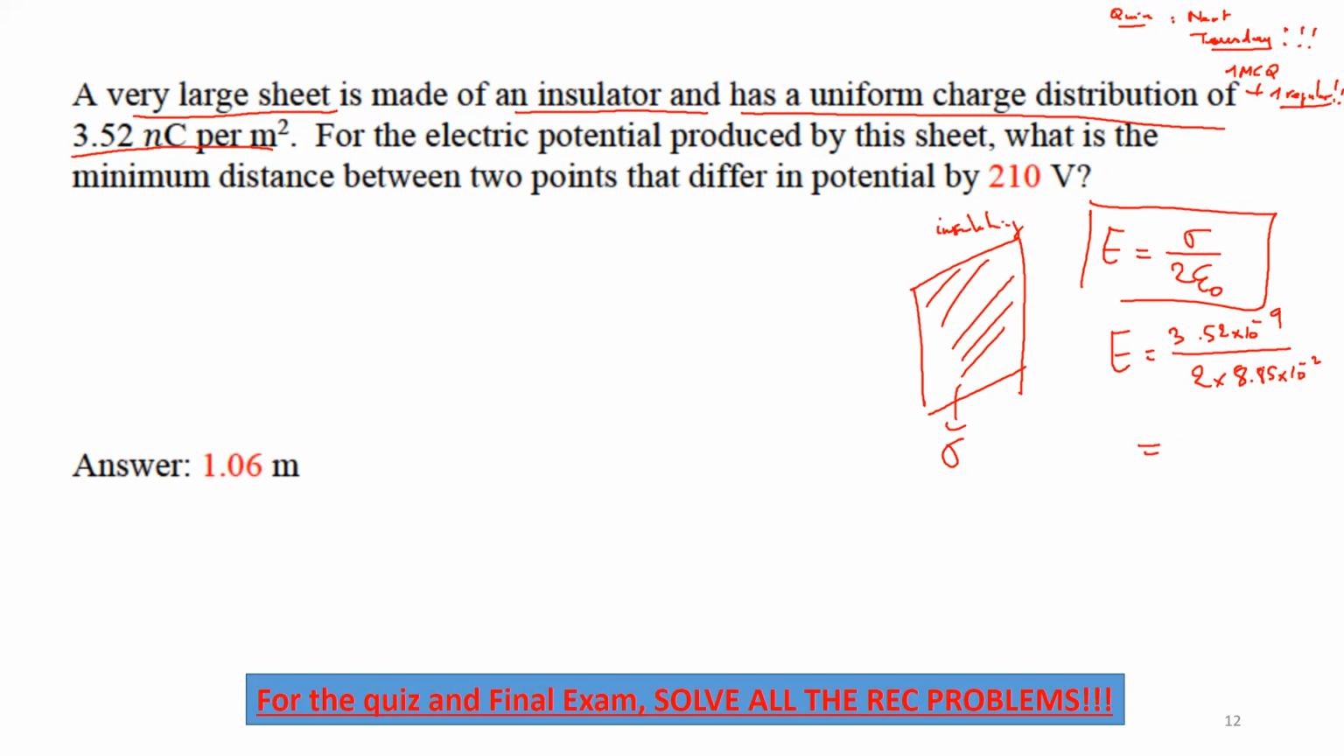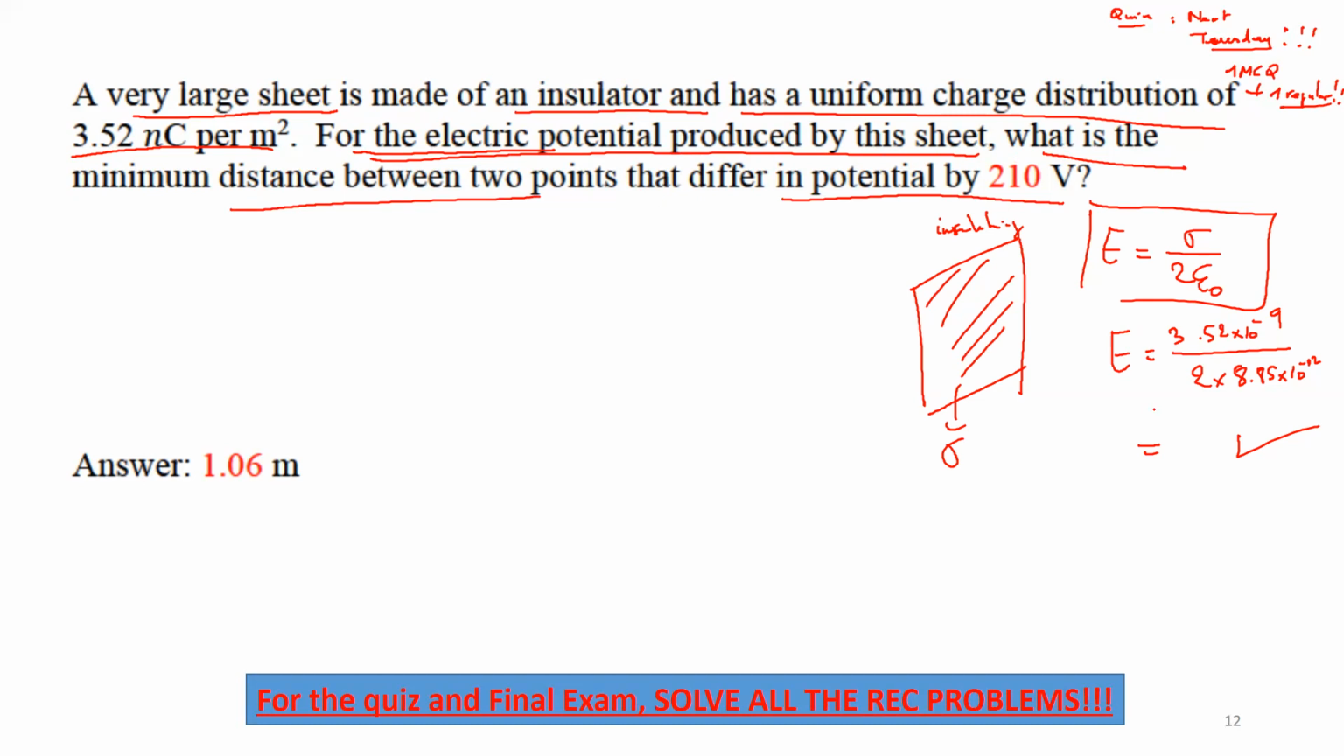So if you calculate this, what do you get? Epsilon naught is 10 to the minus 12 here. You use your calculator, and you get your electric field. Now, once you get the electric field, here I'm asking you, for the electric potential produced by this sheet, what is the minimum distance between 2 points that differ by electric potential of 210 volt?